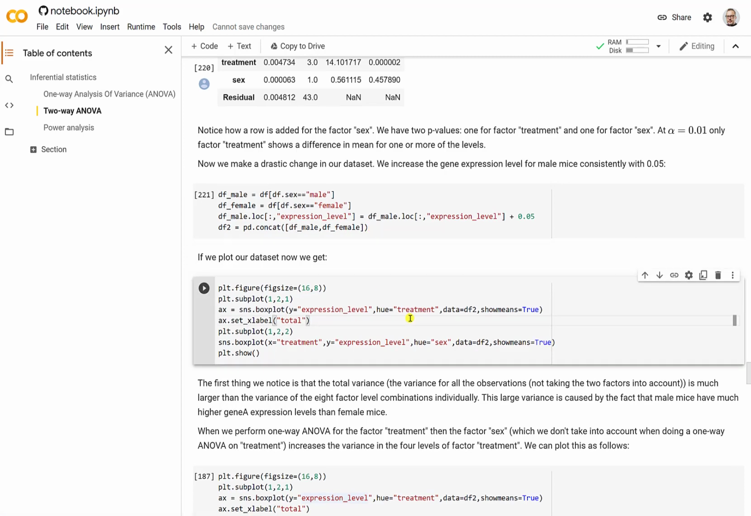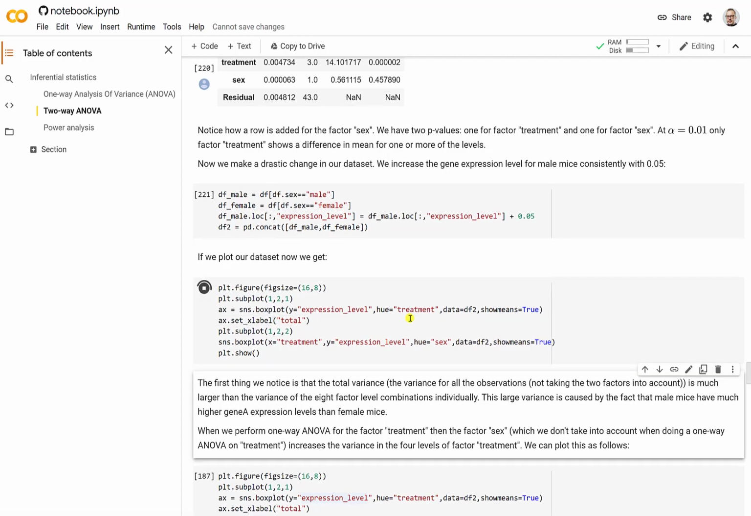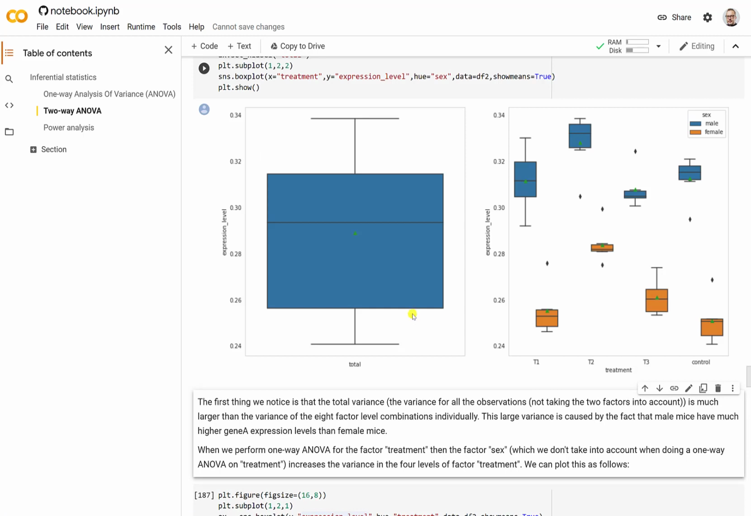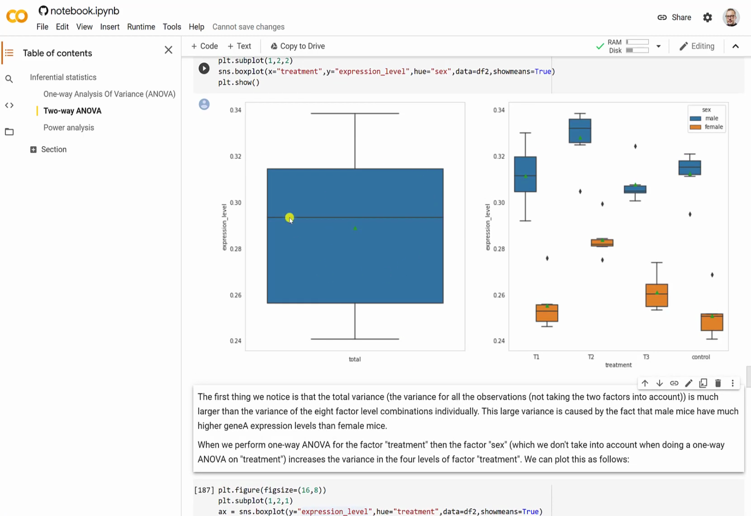Okay, now we can plot that data set again. That's what I'm doing here. So here we have again all the observations. This is all the variance that we observe, and here we have split this up based on our two factors, right? And because of course we added a significant number to the expression level for males, you can clearly see here that there is also an effect or an impact of the factor sex on the expression level. Okay, that's a very significant impact, as you can see here.